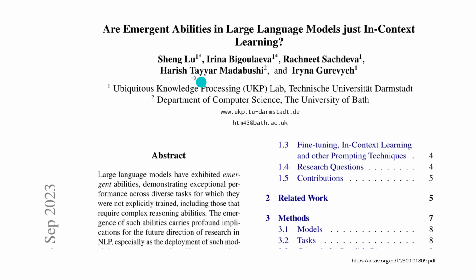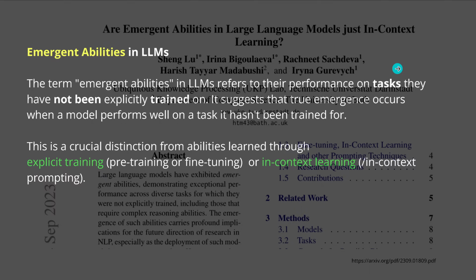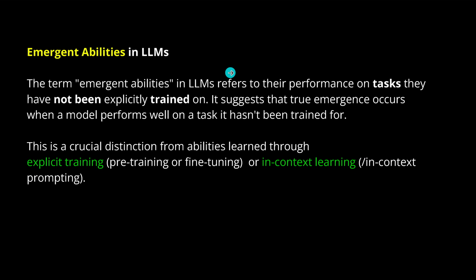And they say, hey, are those emergent abilities in our LLMs true? Do they exist? And this is a beautiful study, 50 pages. Please read each page carefully. Because they are looking here at these abilities of AI. And the term emergent abilities refers to the performance on tasks that they have not been explicitly trained on.